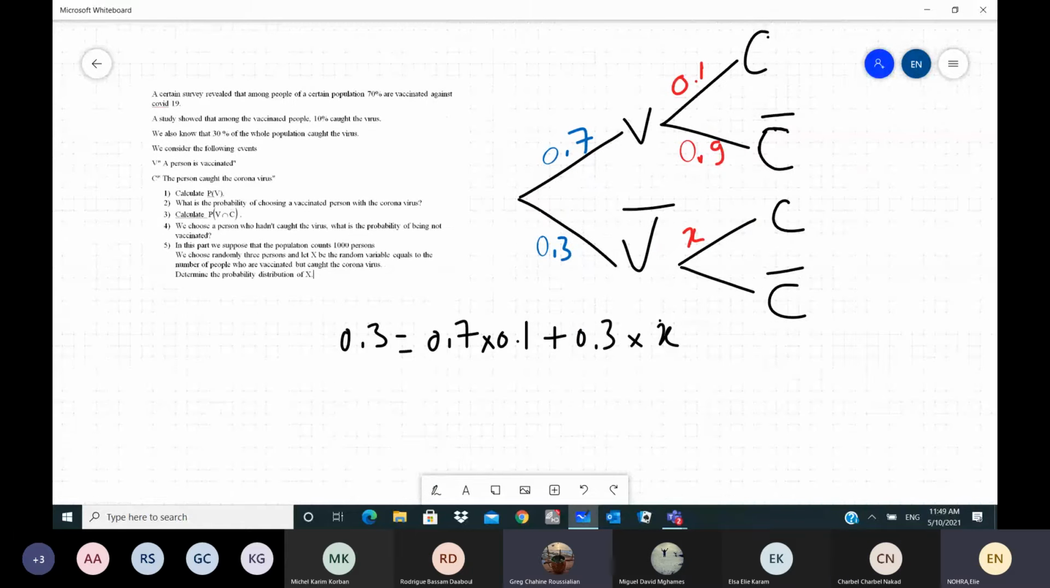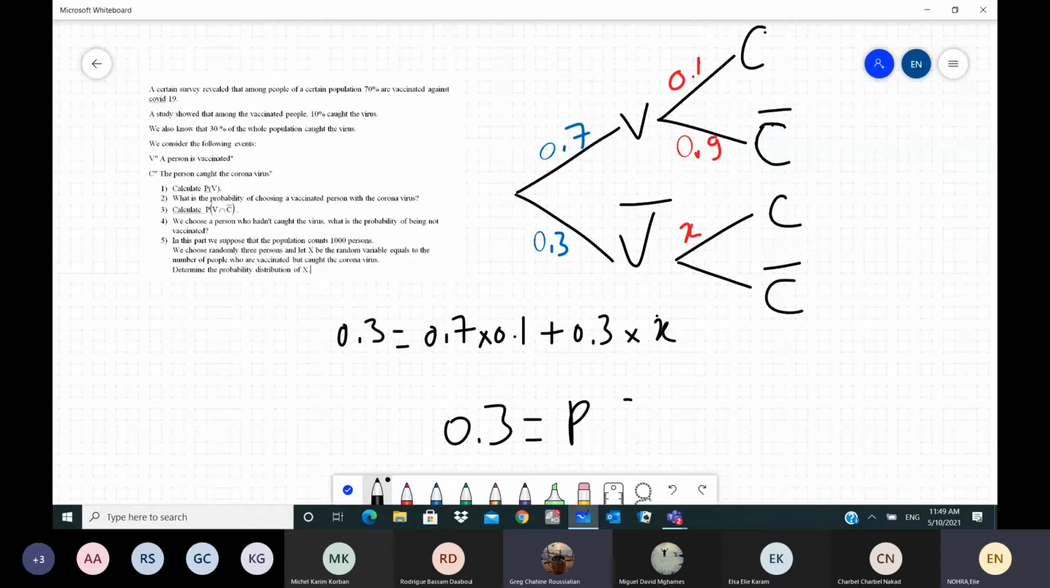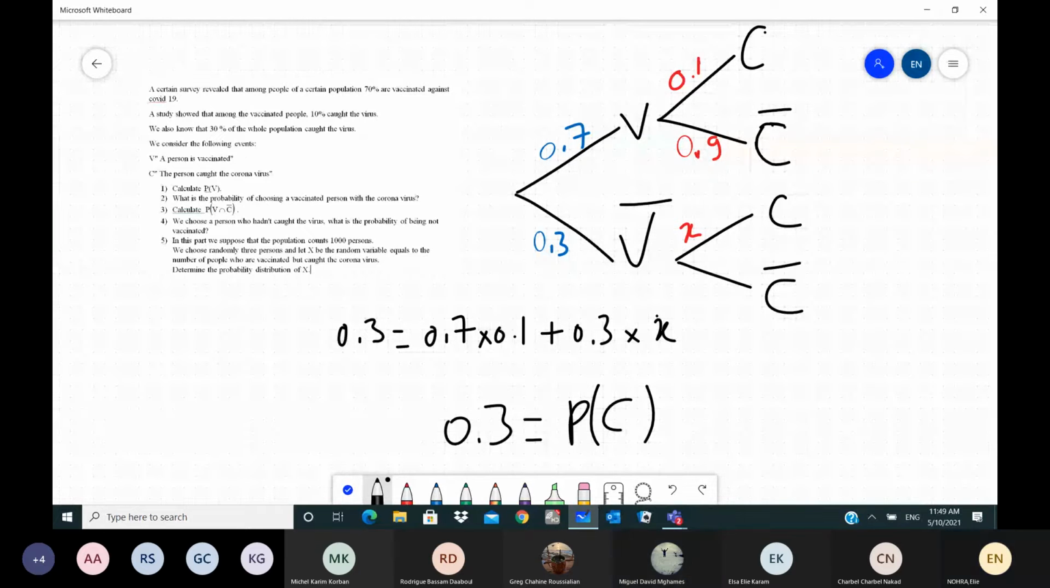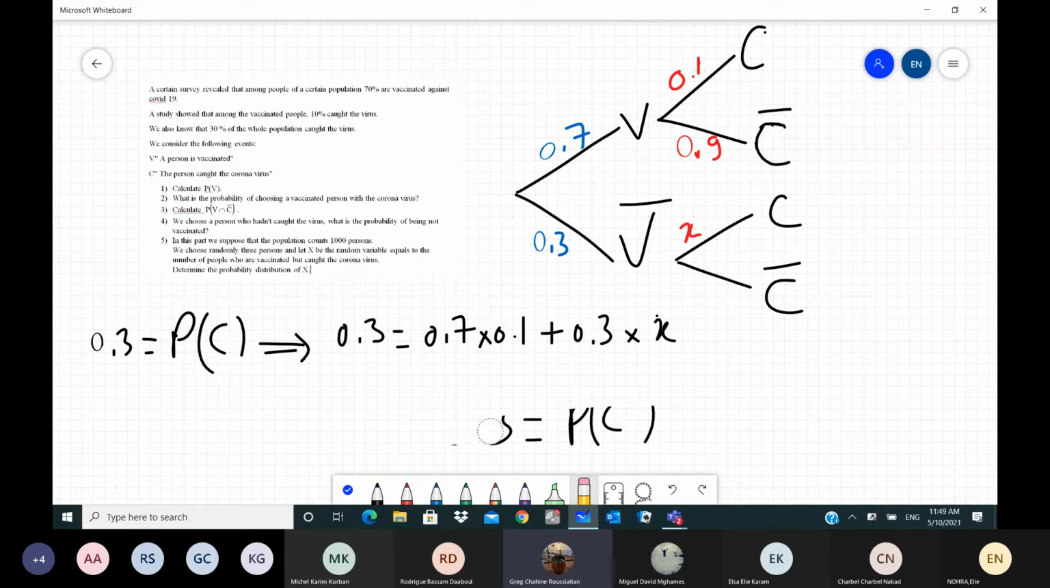They said 30% of the whole population got the virus. So this 30% is P of what? It's P of C. Bravo. And where is P of C according to the diagram? 0.7 times 0.1 plus 0.3 times X. Correct. And on the side, this 30% means 0.3 equals that.